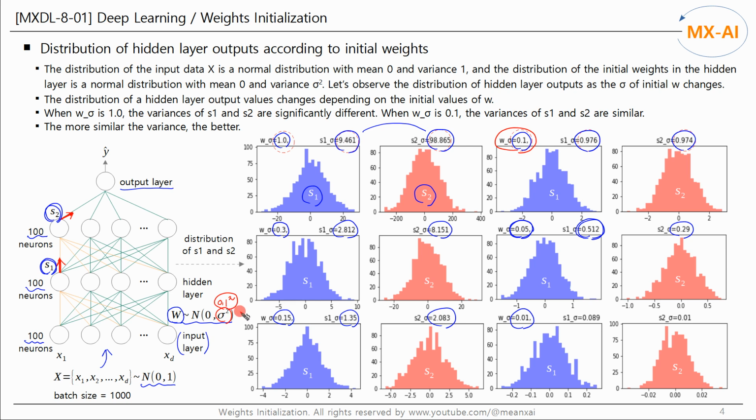This is the basic idea of weight initialization. The mathematical method of finding the optimal sigma value will be covered in detail in the next video. This can be found using the methods proposed by Xavier Glorot and Kaiming He, respectively.